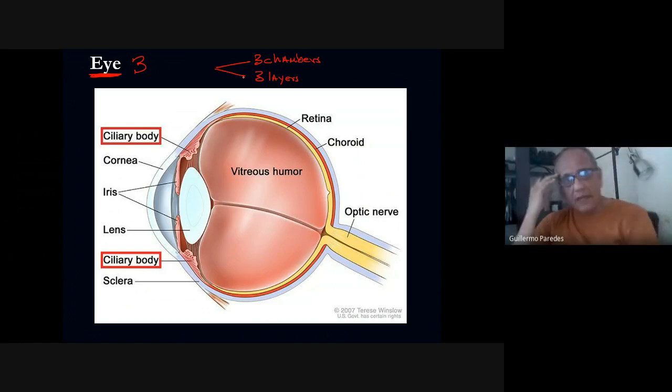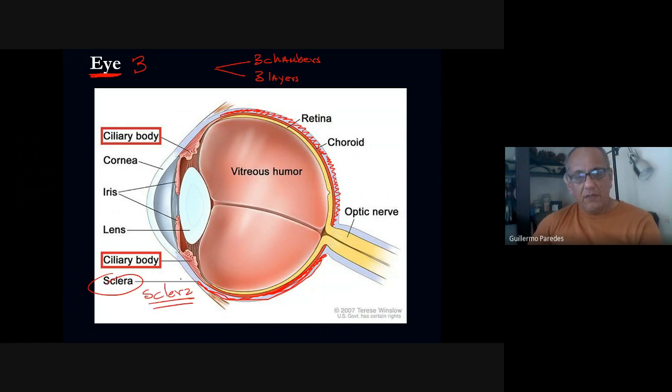So we have three letters, three chambers and three layers. Don't forget that, please. Three chambers and three layers. Let's start with the layers. There are three layers. One is what I'm going to paint here. Can you see this area? This is the outer layer. And all this outer layer is going to be called the sclera. Where is the sclera? Here, the sclera. Again, sclera. Write this down: the sclera is the white area of your eye.